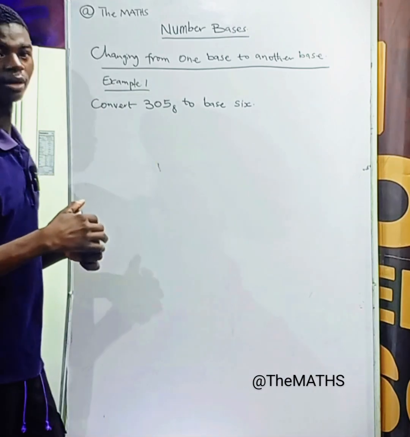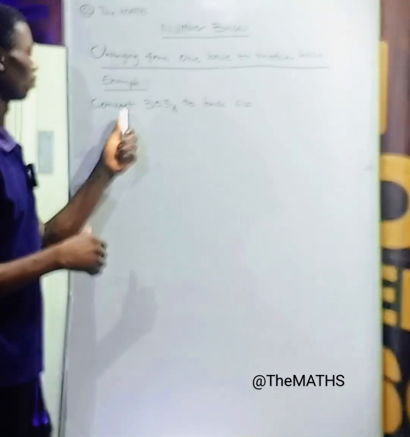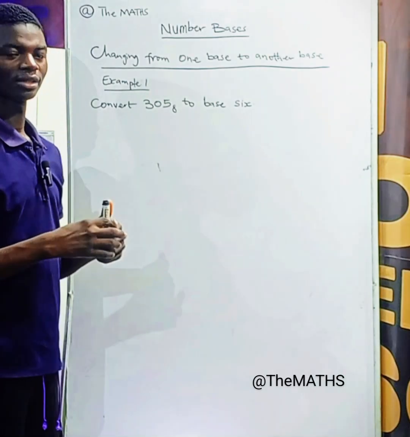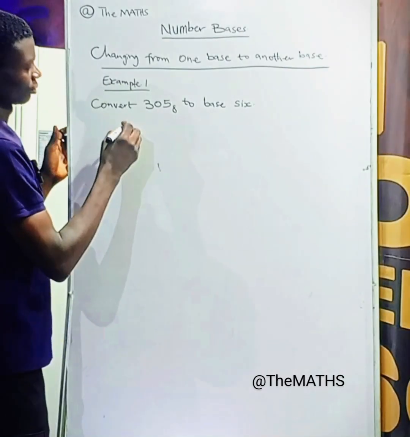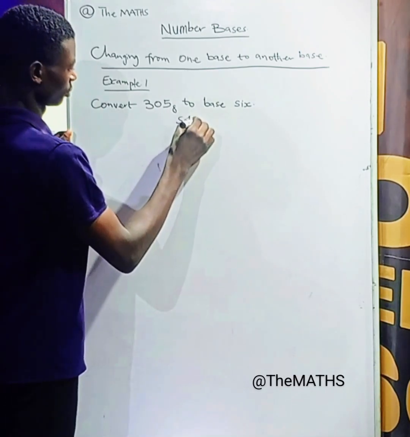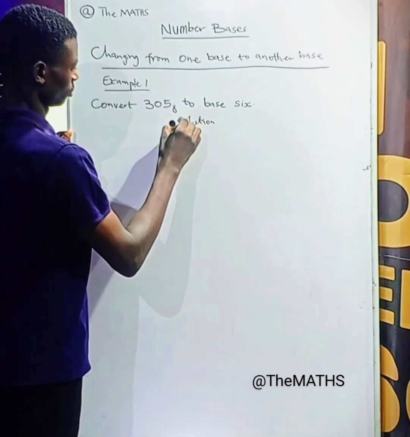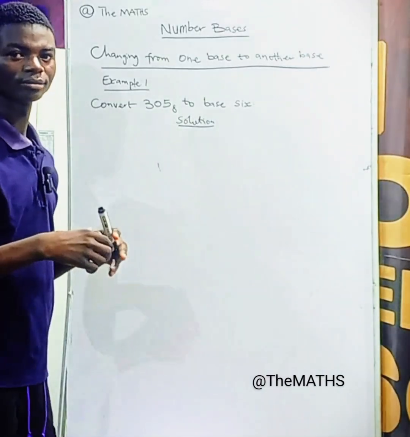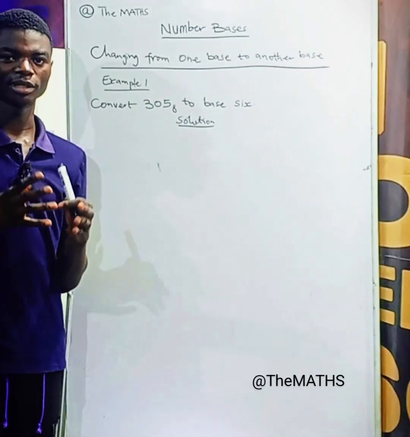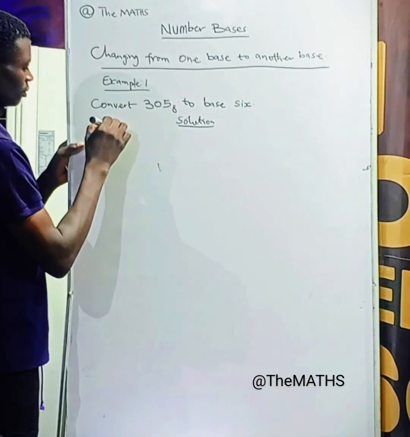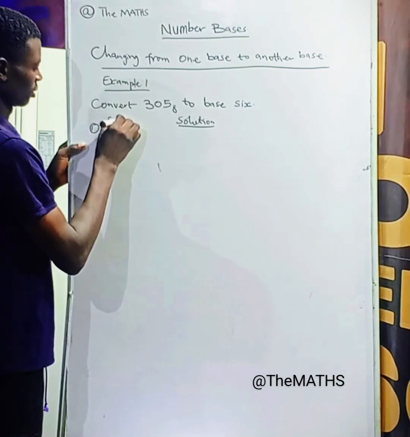So our first example is for us to convert 305 base 8 to base 6. Solution. Before you can change from one base to another, you need to know the steps involved. So this involves, let me write the steps.